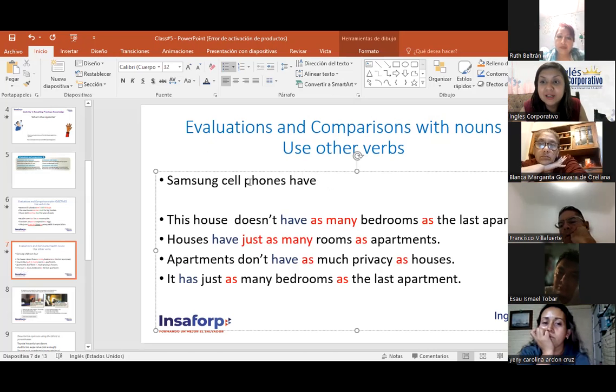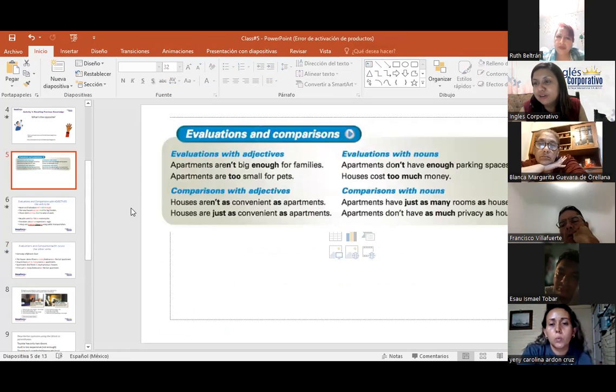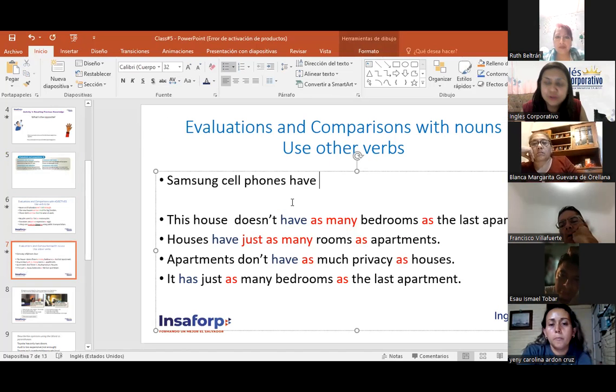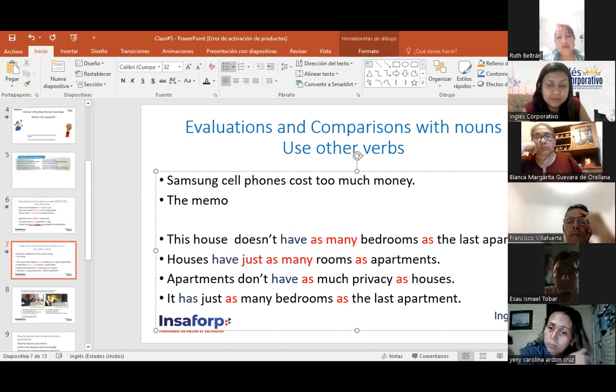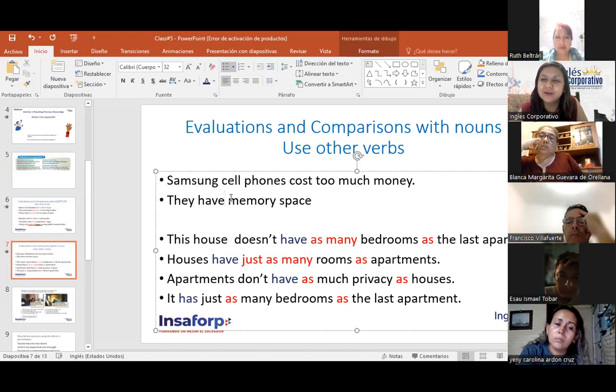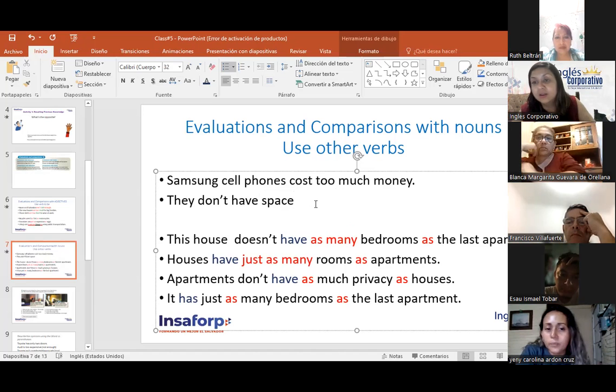But remember, we are going to use not enough or too much. Let's say this one. Samsung cell phones cost too much. Too much. That could be the memory space. Or they have enough, or they don't have enough. Just an example, right? They don't have enough space for many apps.